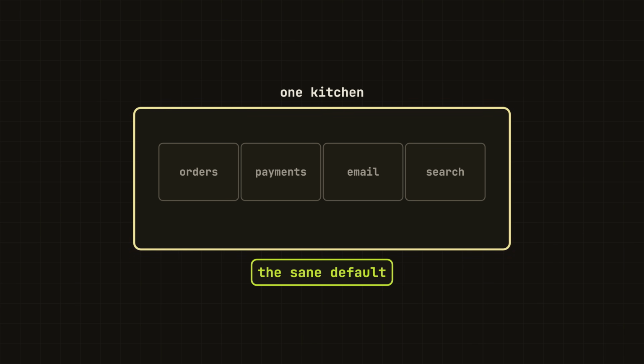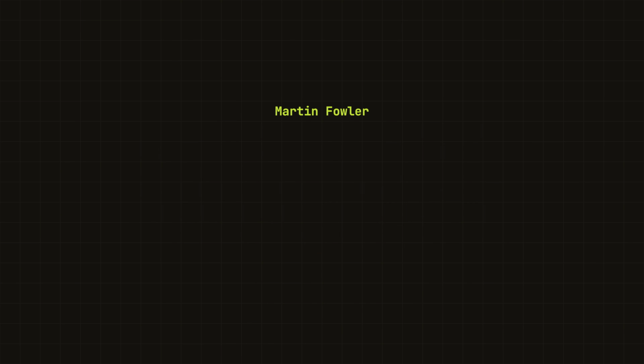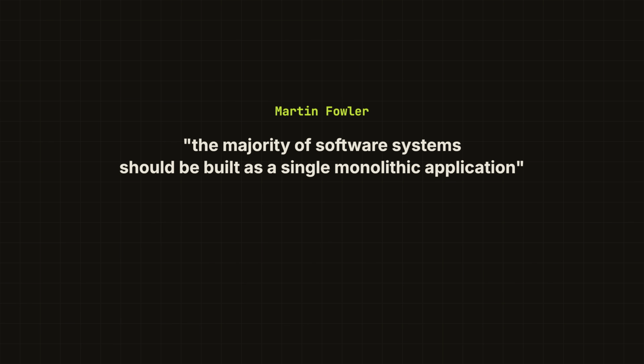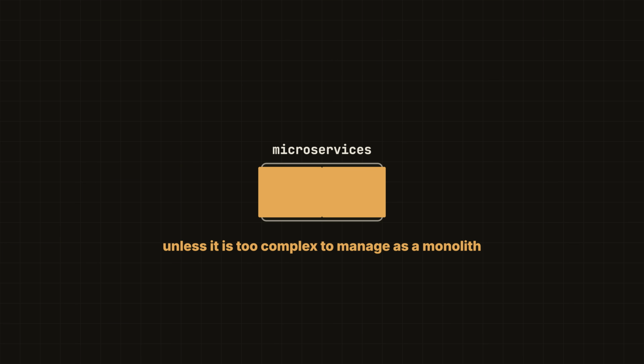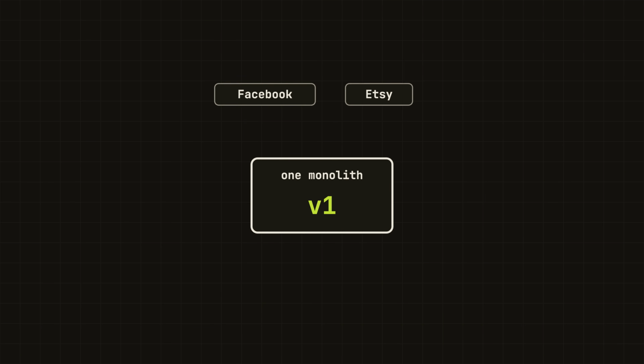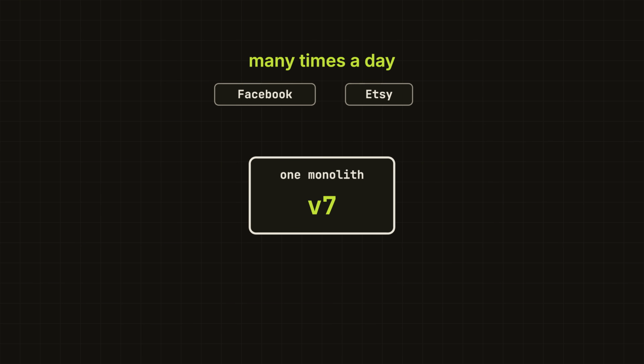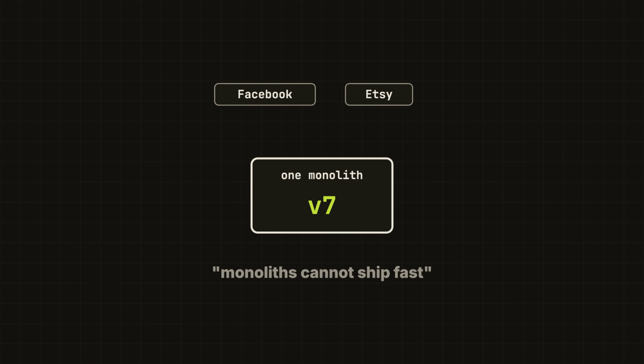And this is not just my opinion. Martin Fowler puts it about as bluntly as you can. He says the majority of software systems should be built as a single monolithic application. And he says do not even consider microservices unless we have a system that is too complex to manage as a monolith. And he points out that Facebook and Etsy were shipping updates many times a day on monoliths as well. So, "monoliths cannot ship fast" was never really true either.